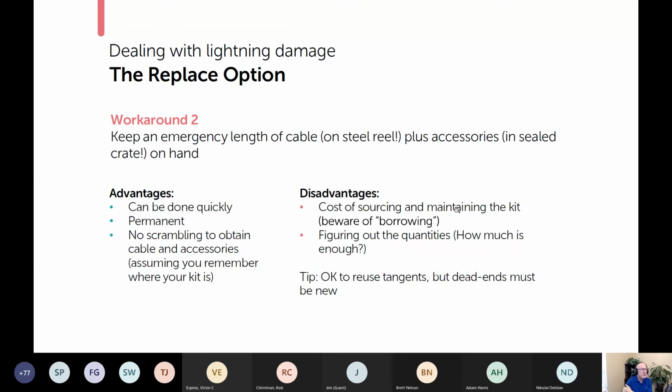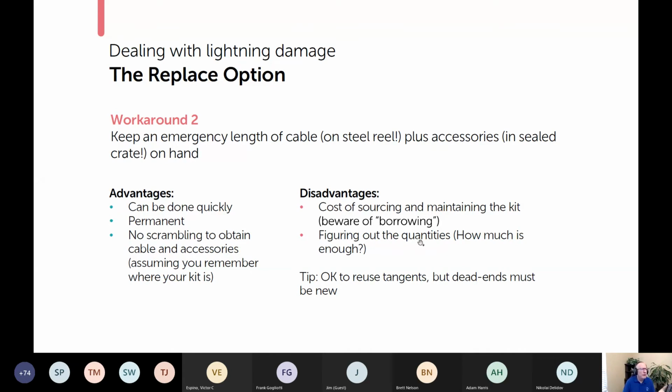The disadvantage is you've got to source all this stuff up front, meaning pay for it, and you've got to maintain the kit. I would seal the kit because there's a natural tendency for people to borrow from it, right? You open your emergency kit and find, hey, there are no dead ends in here anymore. I know they were here before, and then some lineman tells you, oh yeah, we were short on that project last year, and we borrowed a couple and kind of forgot about it. So you've got to be cognizant of that and plan accordingly.